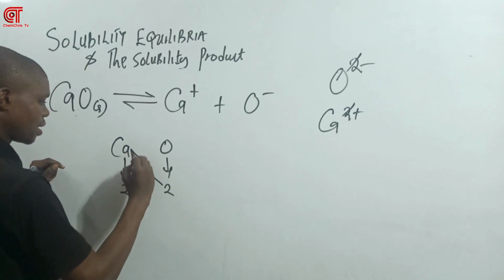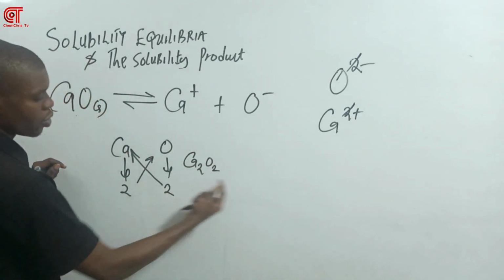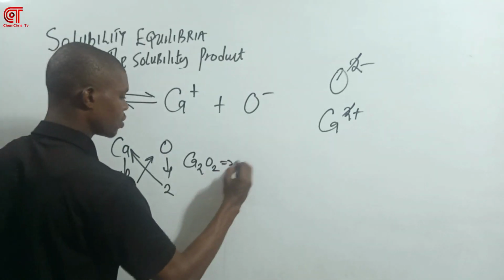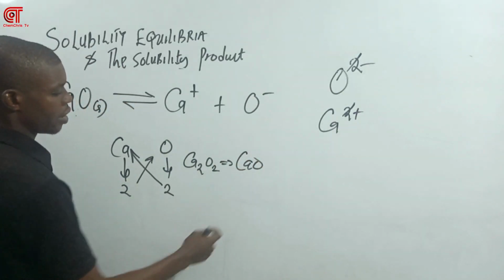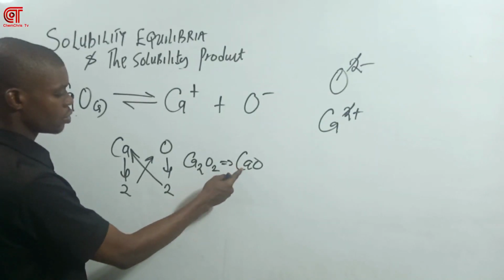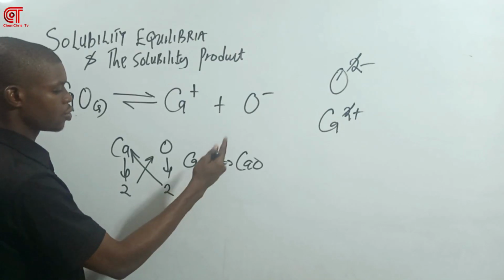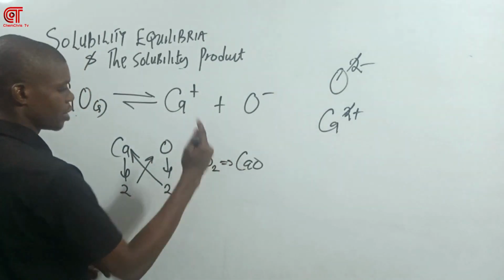If you write it here, we have Ca2O2. But you can express it in the simplest form, 2 can go into 2. Here I have CaO. Indirectly here we have CaO, right? The main reason why it's CaO is because the ion of calcium is 2+, while the ion of oxygen is 2-. So 2 can go into 2. So I get this one here.